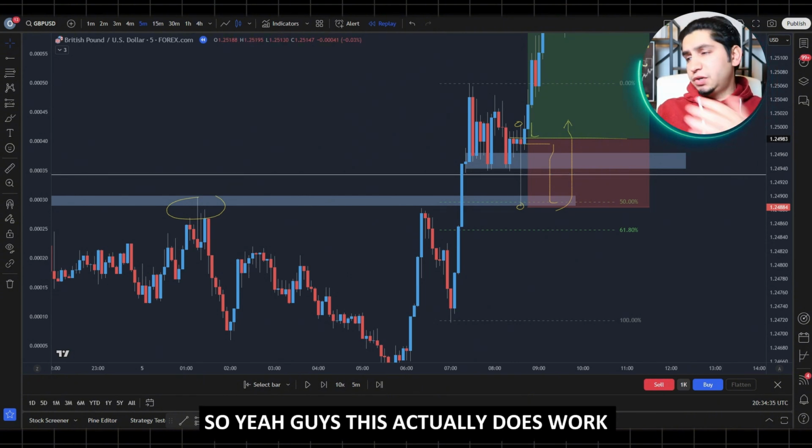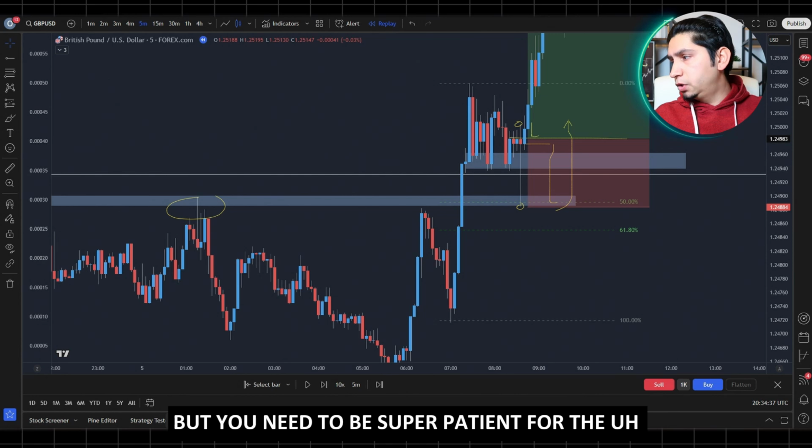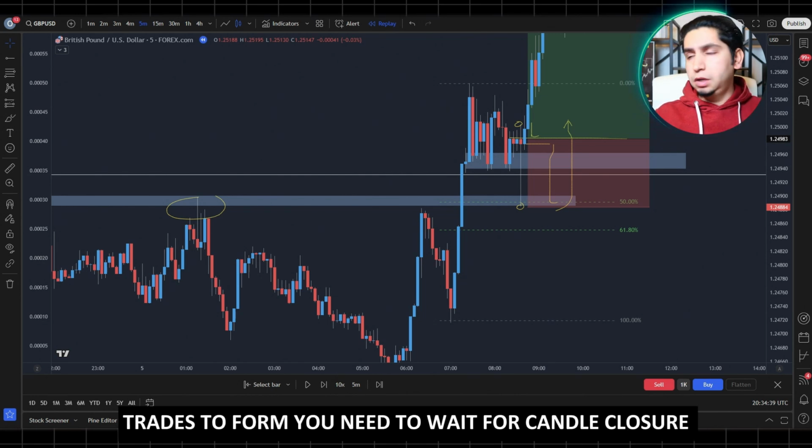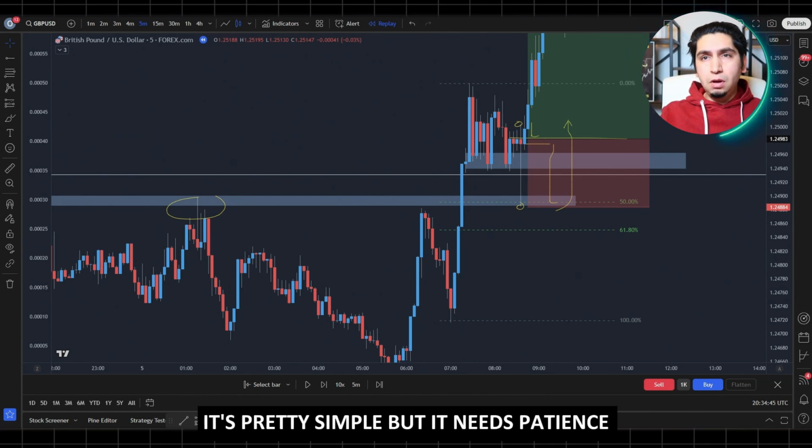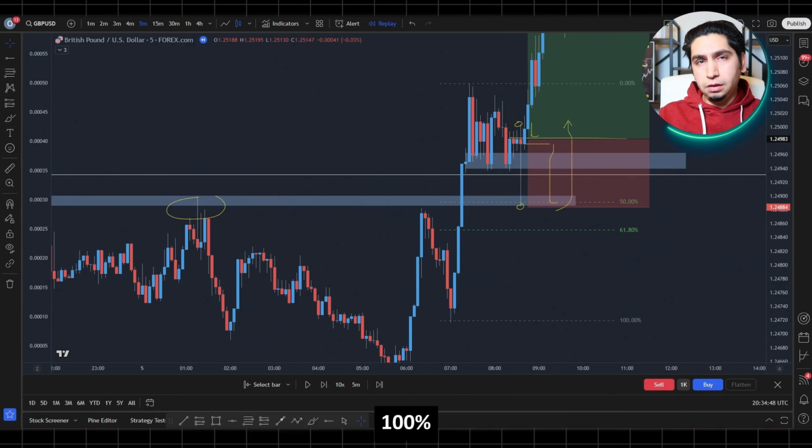So yeah guys, this actually does work, but you need to be super patient for the trades to form. You need to wait for candle closure, the key level, everything put together. It's pretty simple, but it needs patience, 100%. If you have no patience, you're going to struggle as a trader.